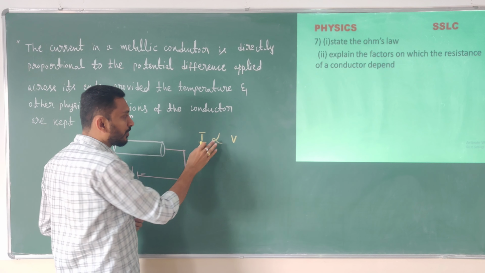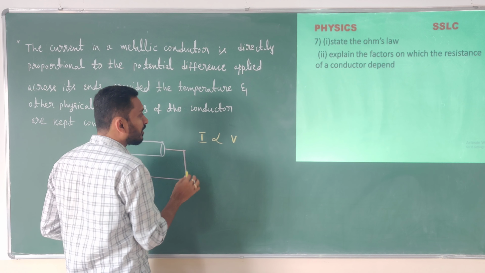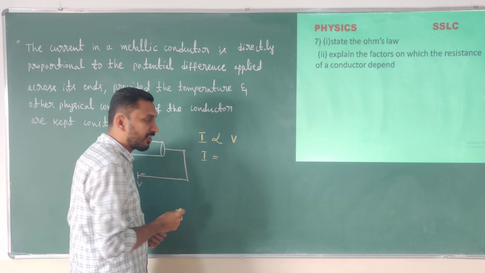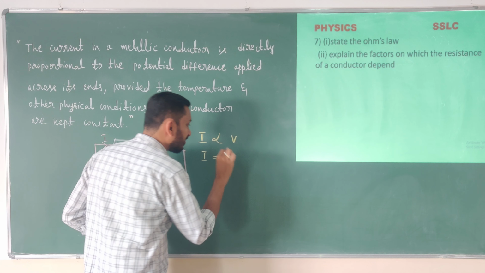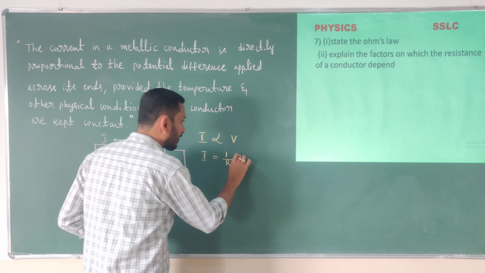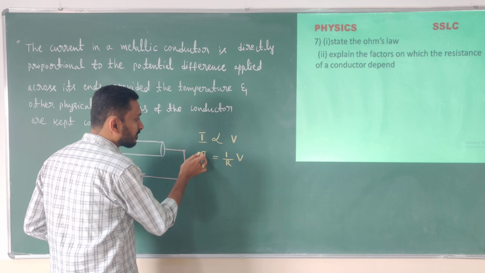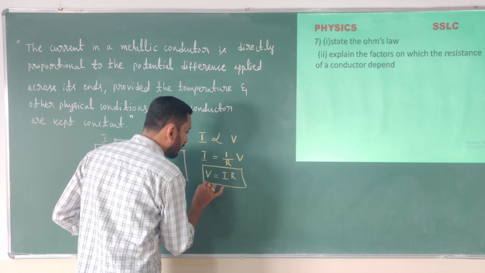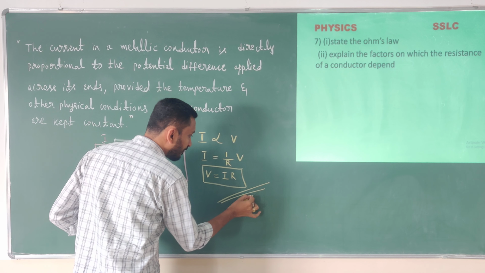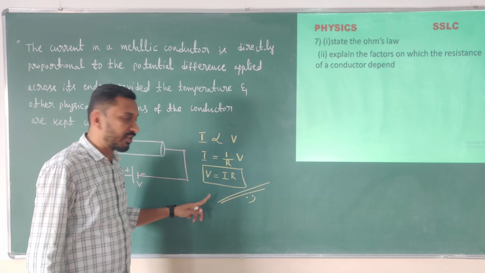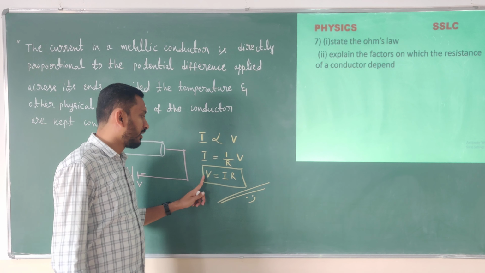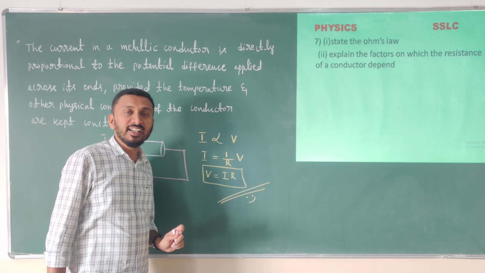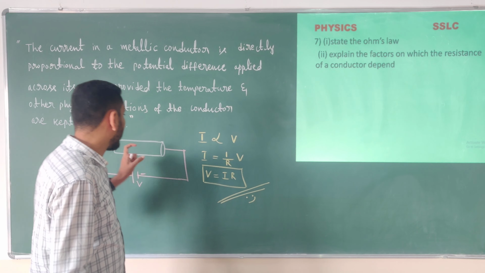If I remove this proportionality sign and put an equality sign, then you have to introduce a proportionality constant. Here I am introducing the proportionality constant as 1 by R. If you cross multiply, you will get V is equal to I into R. This is a very important formula: V is equal to IR, where V is the potential difference, I is the current, and R is the resistance of the conductor.